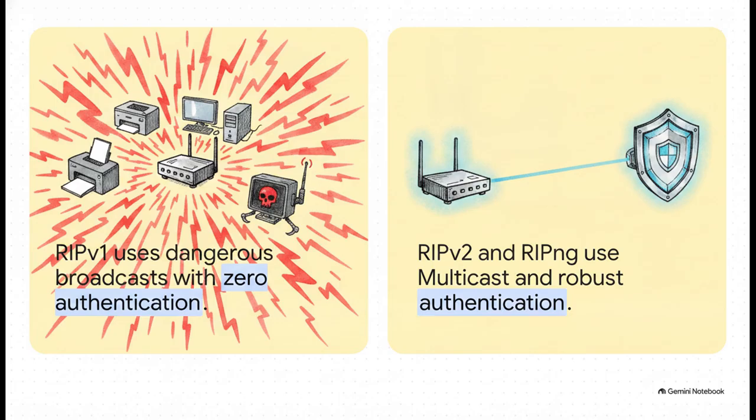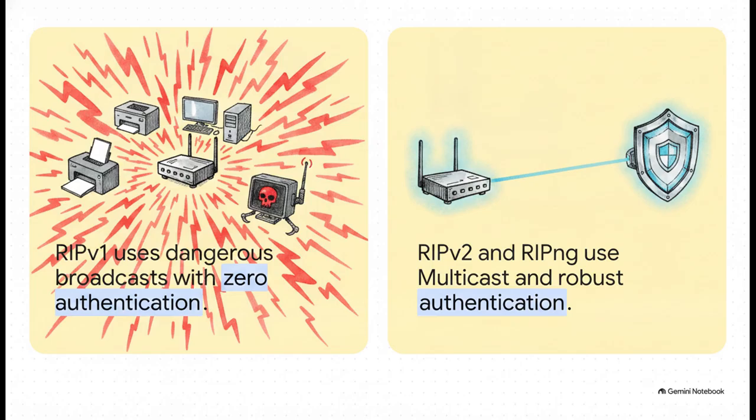RIPv1 operates using this frankly dangerous broadcast method. It blasts its updates out to 255.255.255.255. What does that mean for you? It means every single device on that network segment has to stop and process the update. And remember, 0 authentication. So literally anyone, some rogue device plugged into a wall jack can just inject false routes in your network. It's a total security nightmare.